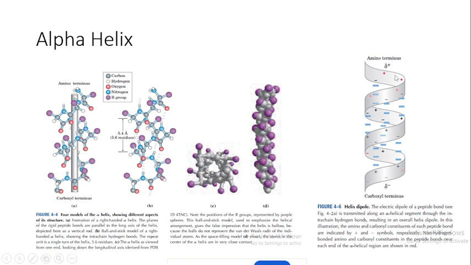There is a term called helix dipole because in alpha helix one end is the amino terminus and the other end is the C terminus. The amino terminus is positively charged and the C terminus is negatively charged. So because of the charge difference there is an electric field in this direction, and that is called helix dipole.